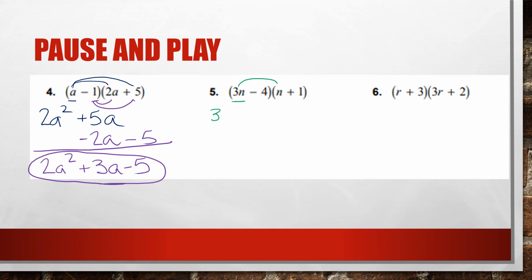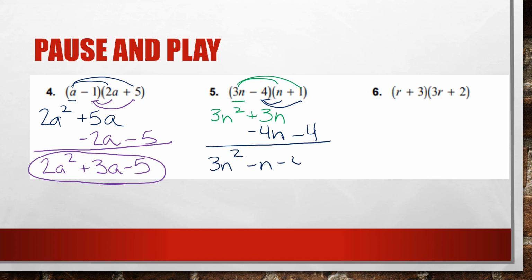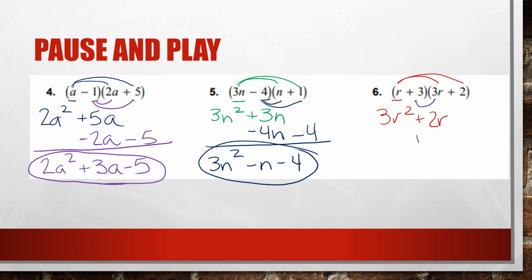Okay, so here we're going to get 3n squared plus 3n minus 4n minus 4. And there's your final answer for 5. If you need to go back, of course, please do so and correct any errors. And now I'm going to distribute R. And when we add straight down, we get 3R's.